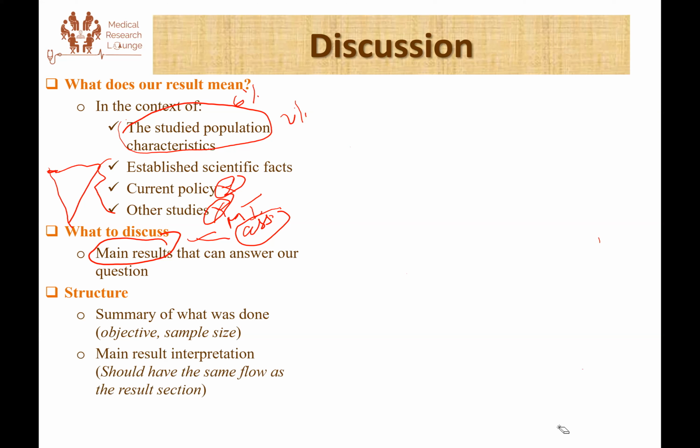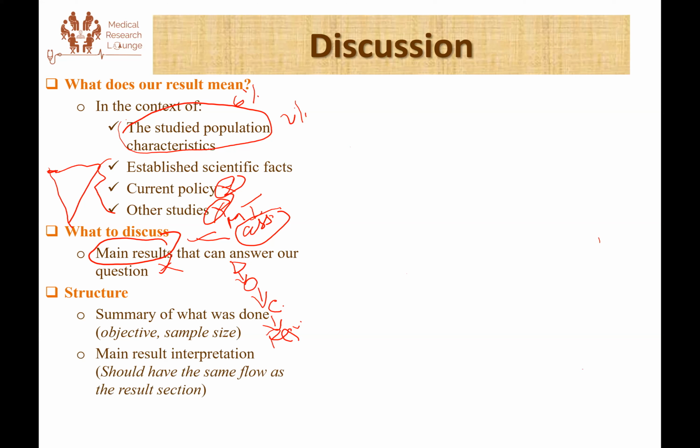And the other is, as we said above, we have to discuss the main results, and the flow of the discussion should be similar with the flow of the results section. As we said, the results section follows a presentation that starts from the descriptive result and then measures the outcome and then compares groups and then finally builds relationship or runs regression analysis. So our discussion should also have similar flow.